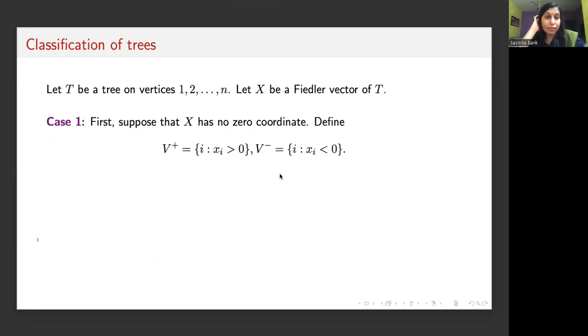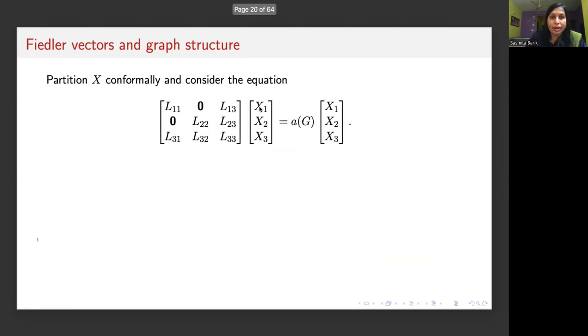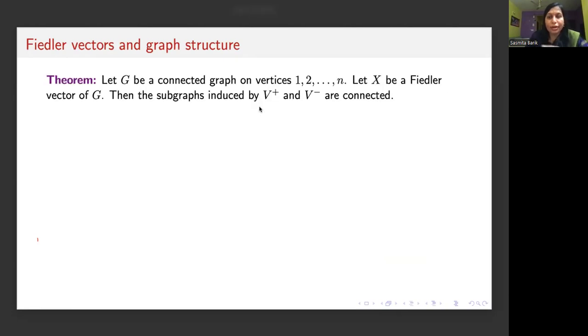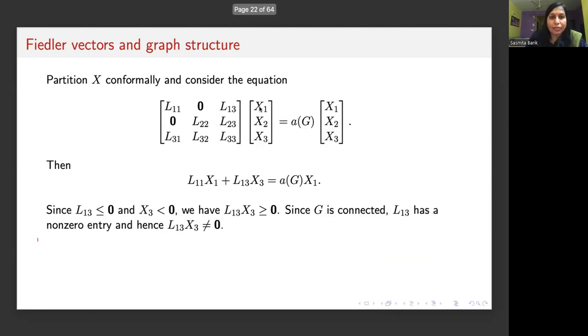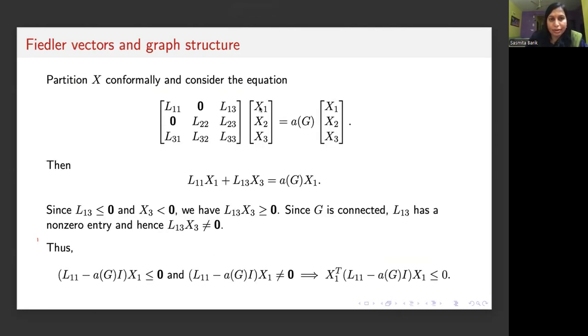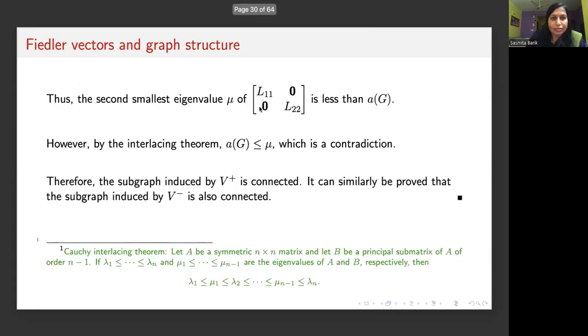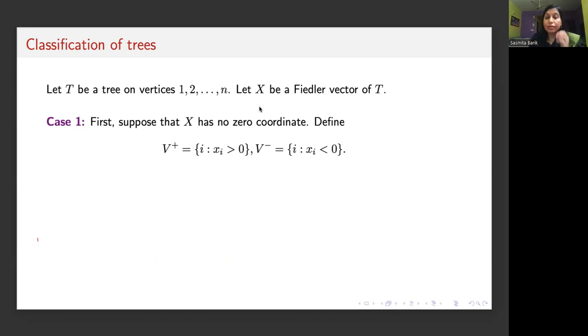Another thing is we'll go for the classification of trees. As we observe, the earlier result that I had told is for any graph. Now, in particular, the example I gave is for a tree. If I go for the tree case, here we can classify the trees into exactly two classes. So let us consider a tree and let X be a Fiedler vector, an eigenvector corresponding to the algebraic connectivity.